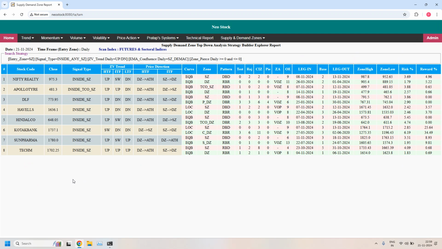In all these 8, last 2 are uptrend, remaining downtrend. Downtrend, you can plan bearish trade setups, uptrend, counter trend trade setups. But remember, these daily zones should be used as either HTF zones or ITF zones.